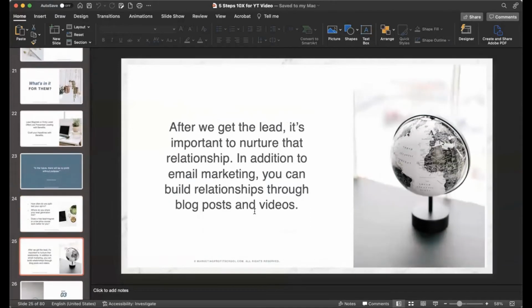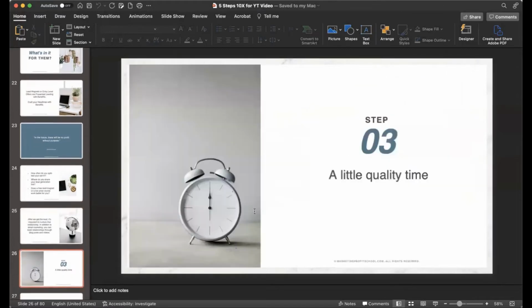Then after we get that lead, it's important to nurture the relationship. In addition to email marketing, you can build relationships through blog posts and videos. Again, this is like amplifying your content. You can upload your list of leads from your email service provider into Facebook and Google, and you can retarget those people. It has to be at least 1,000 for Google. So if you have a tiny list, then you may not quite be there yet. But on Facebook, you can just have a couple hundred people, and you can retarget them with your content just so you keep top of mind for them. So this is an important thing to remember. And it's giving them quality time.